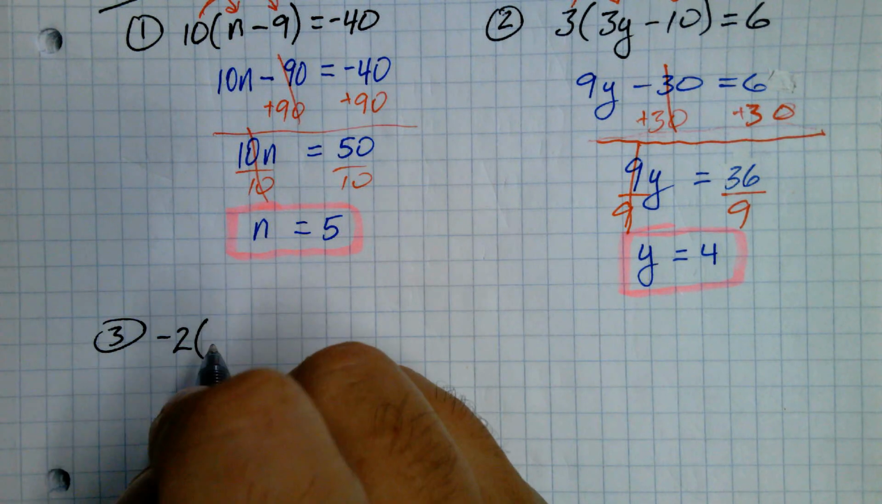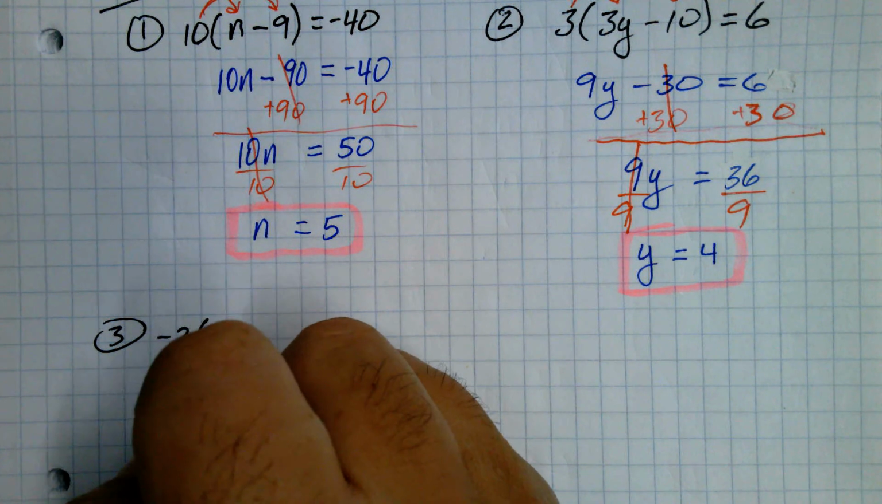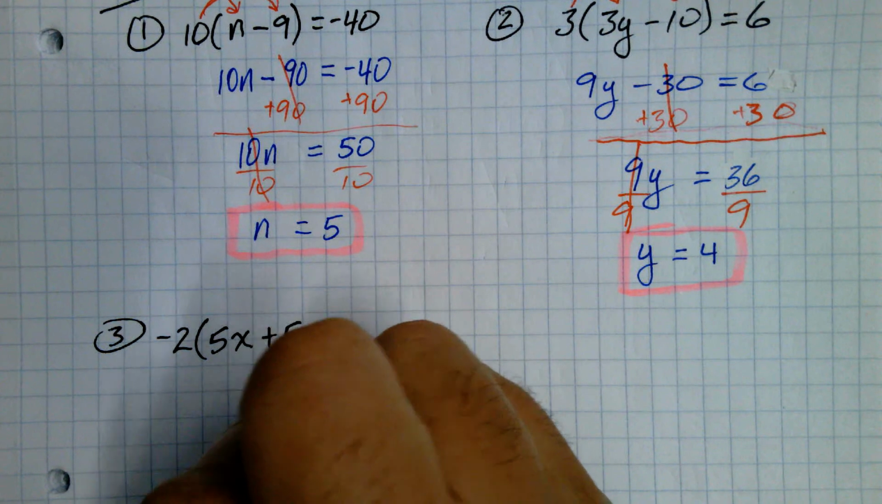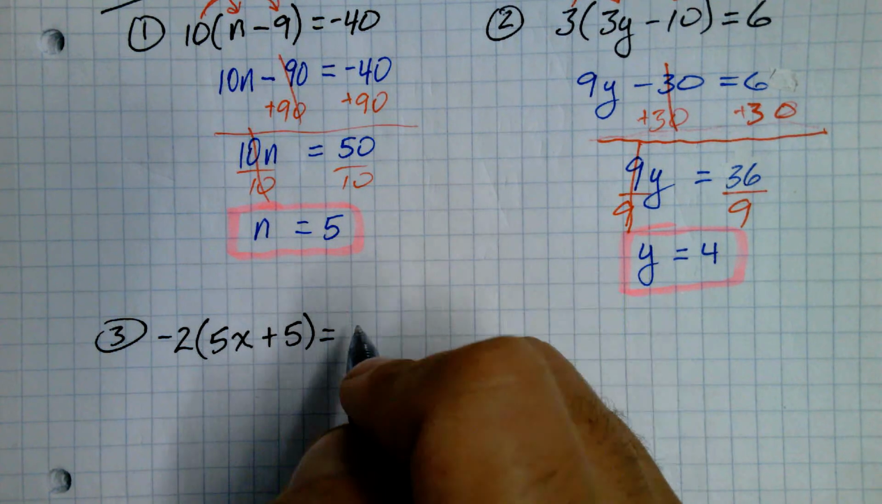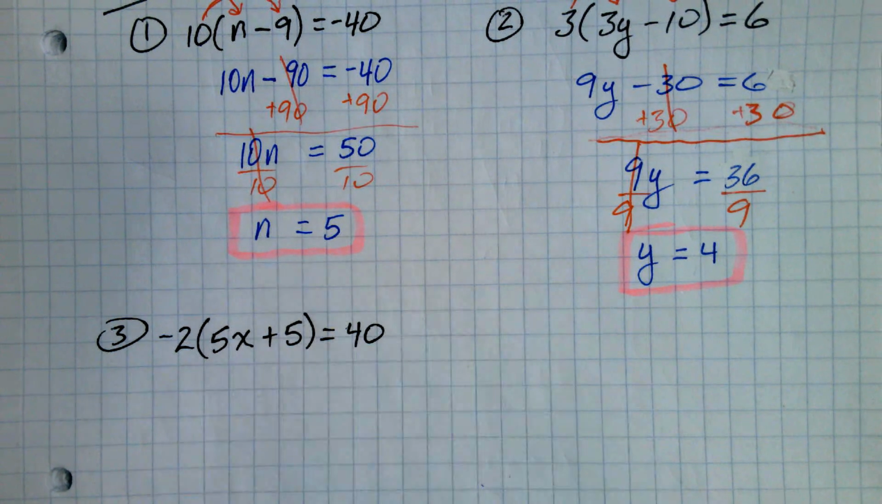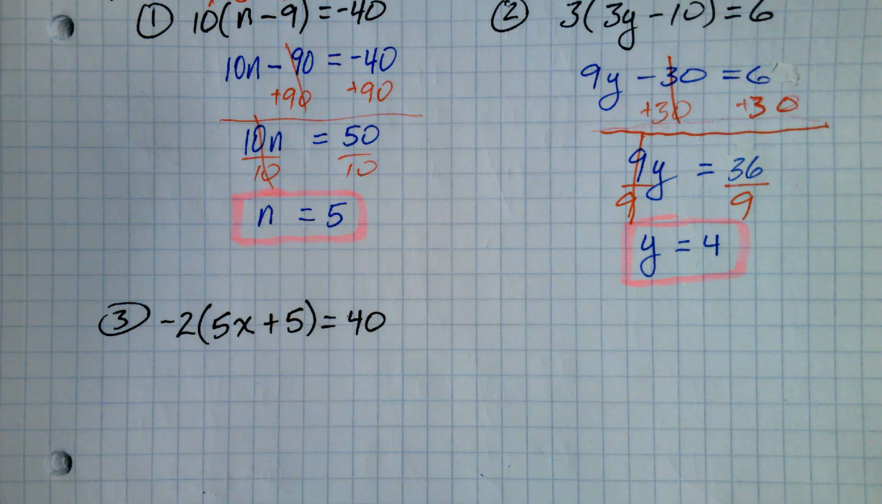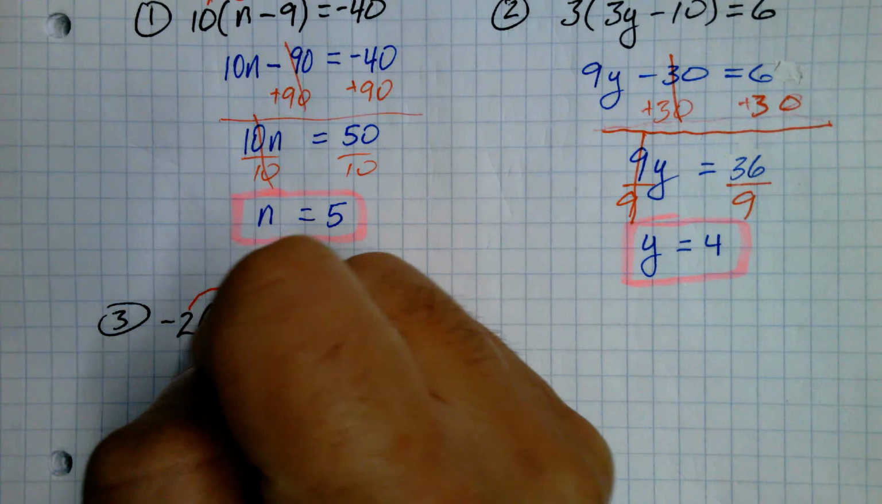Negative 2, parentheses, 5x plus 5. And all of that's going to equal 40. Well, let's do this. So we're going to distribute negative 2. We're going to distribute negative 2. So let's see what that does for us. Here we go. I'm going to distribute this negative 2.